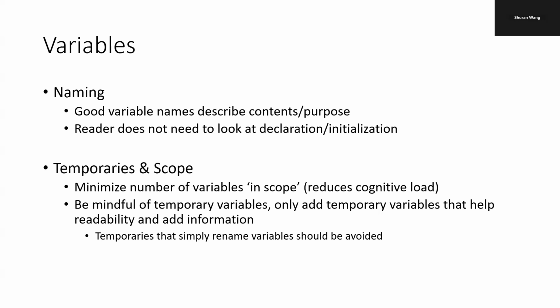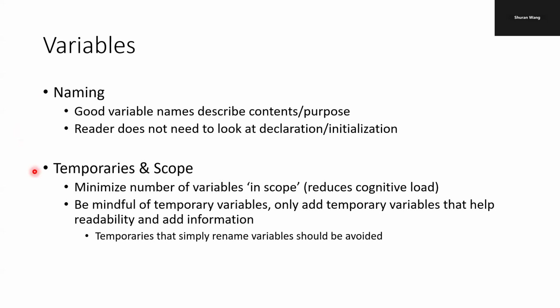By looking at the variable name, for example, you should know whether it is an intersection ID, a street segment ID, or a global variable, or a constant, so that the reader doesn't have to go back to the declaration or initialization every time it sees this variable.